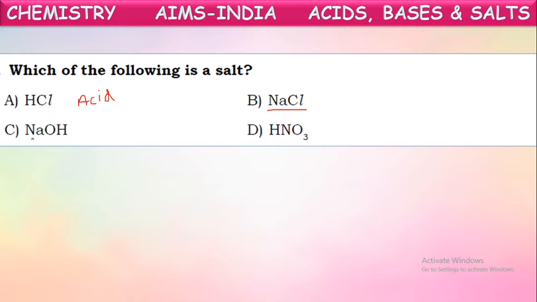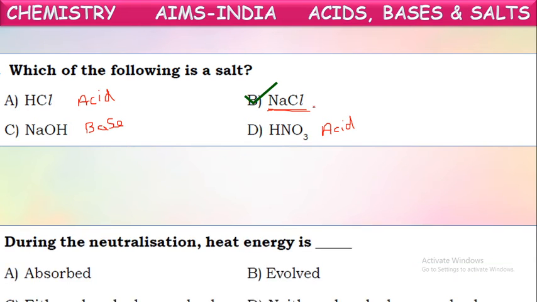What about sodium hydroxide? It is a base. Sodium hydroxide is one of the strong bases. What is HNO3? HNO3 is also an acid, and it is also one of the strong acids. So out of these, only sodium chloride is a salt, which is also called common salt, table salt, or rock salt. These are the different names for sodium chloride. So it is one of the salts. Let's go to the next question.